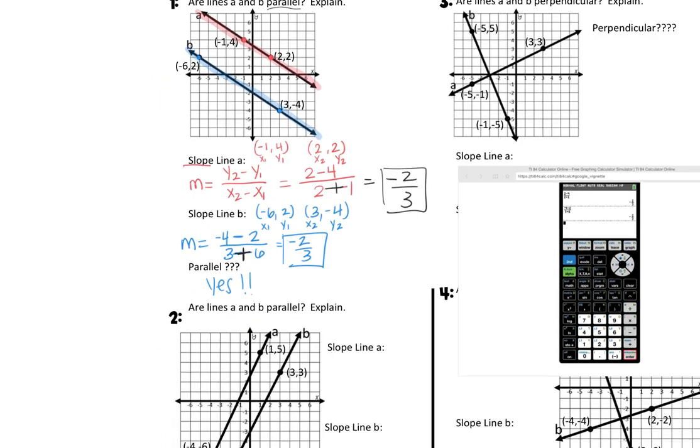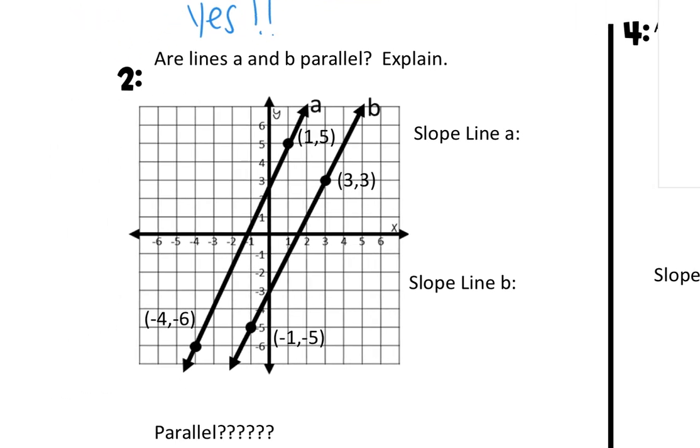What I want you to do now is try number 2 on your own. It's a very similar problem to number 1. It says, are the lines A and B parallel? So we have line A here. Oops, and I need my highlighter. This is line A, and this is line B.